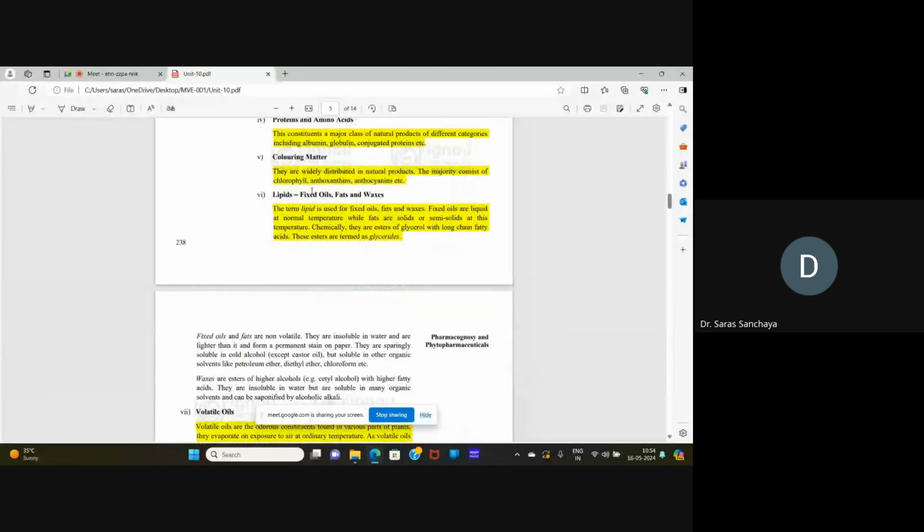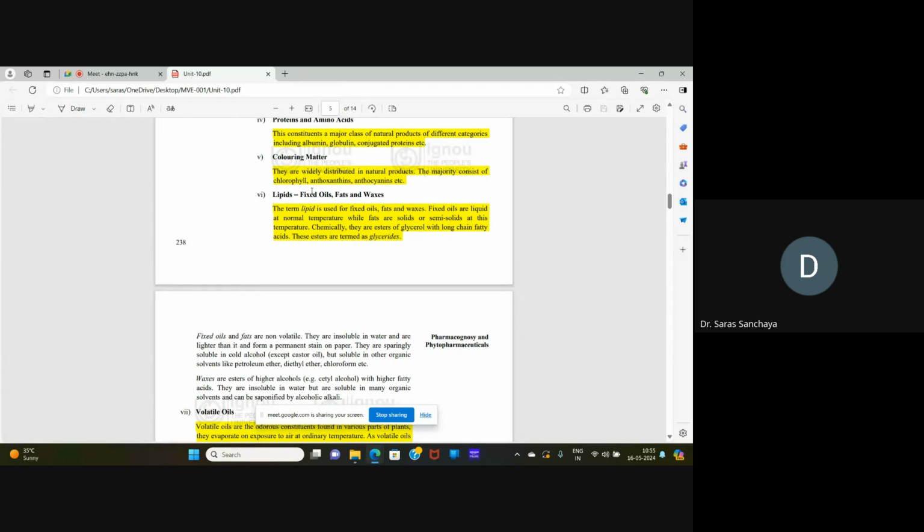Lipids, that is fixed oils, fats, and waxes. The term lipid is used for fixed oils, fats, and waxes. Fixed oils are liquid at normal temperature, while fats are solids or semi-solids at this normal temperature, and chemically they are esters of glycerol with long chain fatty acids.